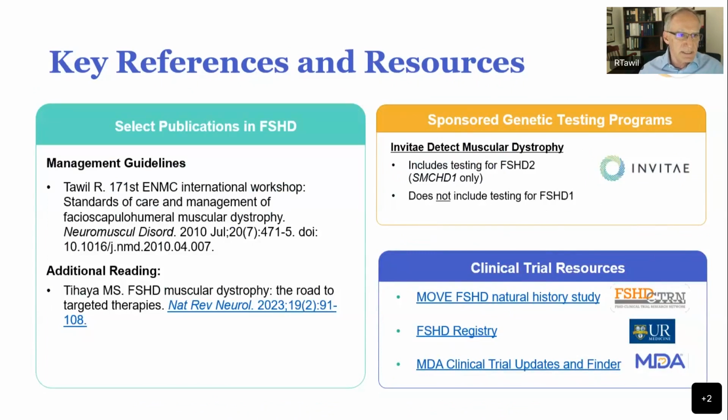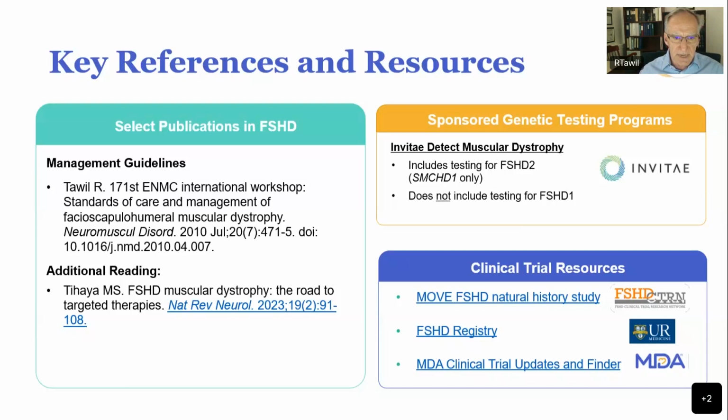So again, key references. There's the NMC management guidelines, even though they're from 2010, they really still are kind of up to date. The second additional reference that's worth looking at is FSHD muscular dystrophy, the road to targeted therapies. Sponsored genetic programs do help pay for patients who need to have SMCHD1 testing. It does not include testing for FSHD1 at this point. The major lab for testing is at the University of Iowa for testing for FSHD in general.